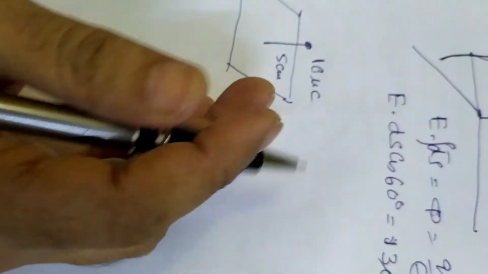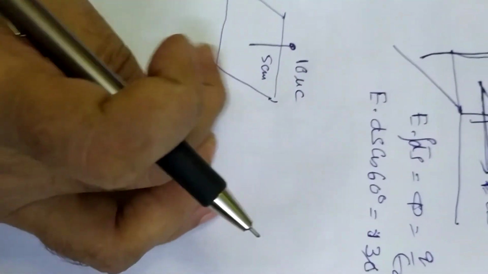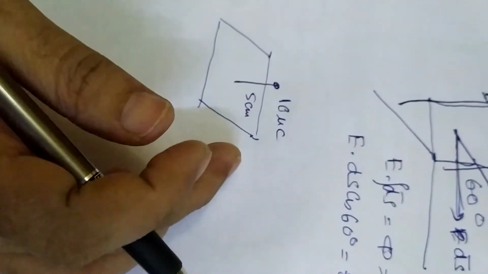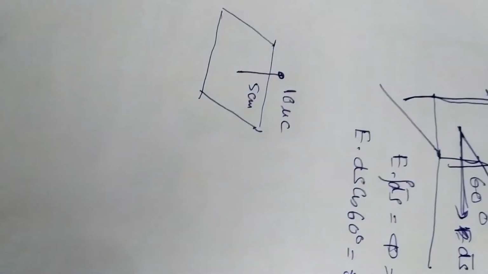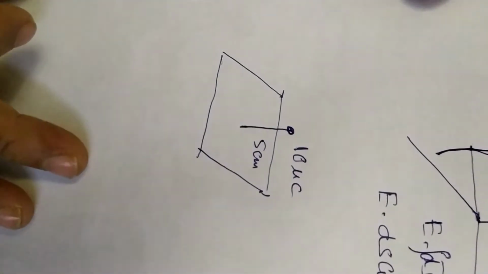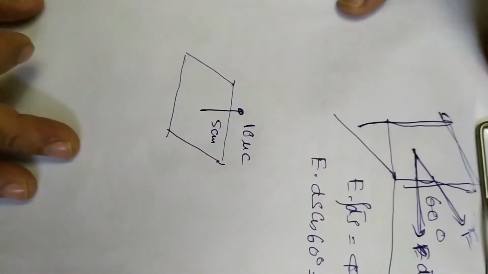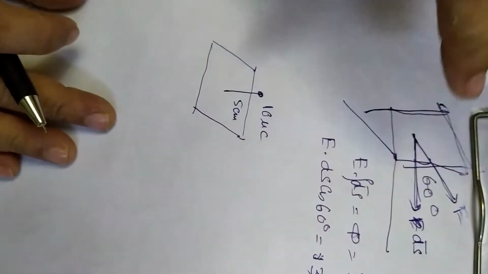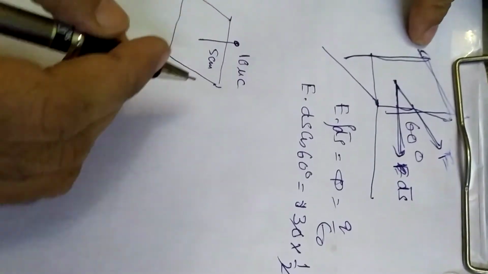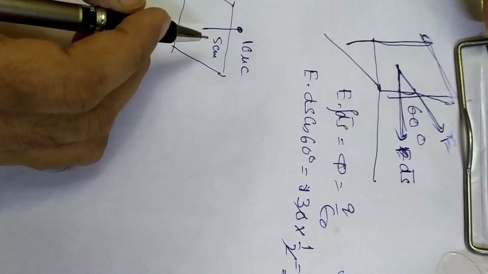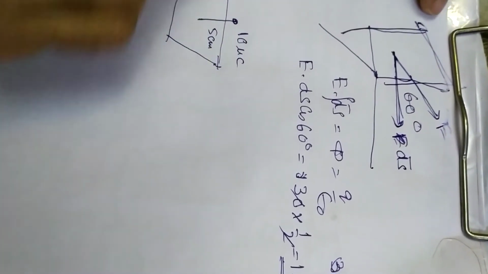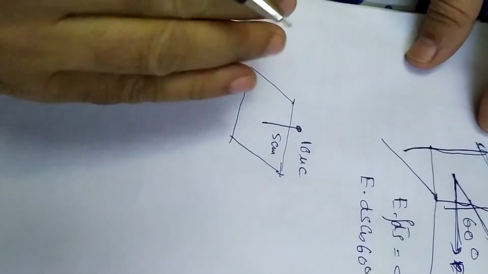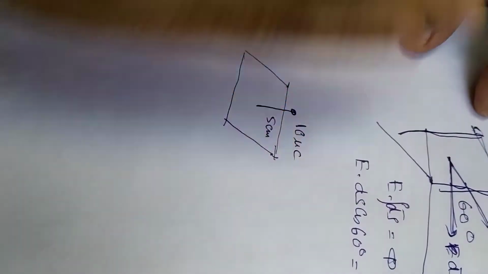It is given that if there is a cube around this area, then what would be the flux on each side? Clear? So how will we do this? Can you think over it and tell me? In this case we will be constructing a Gaussian surface. Earlier the surfaces were given; now we will be drawing a Gaussian surface and enclosing this charge.